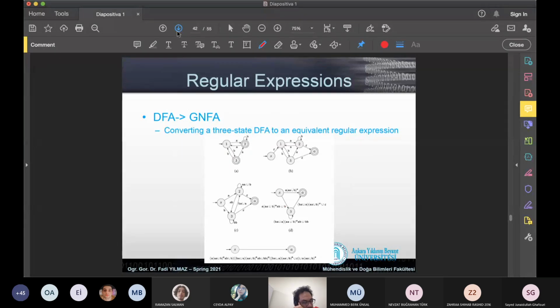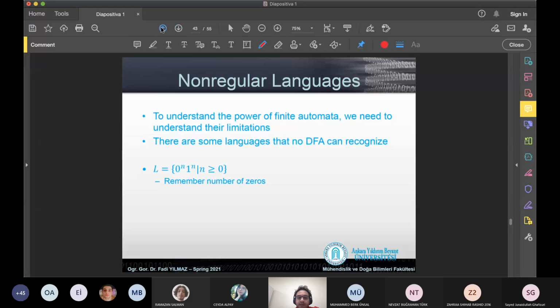This is another example. I ask you to do that. I ask you to analyze this. And now non-regular languages. Is there any question about the previous stuff?